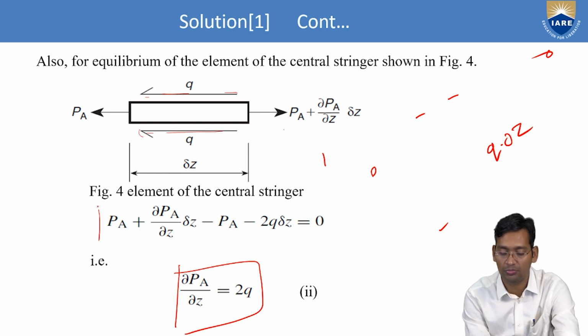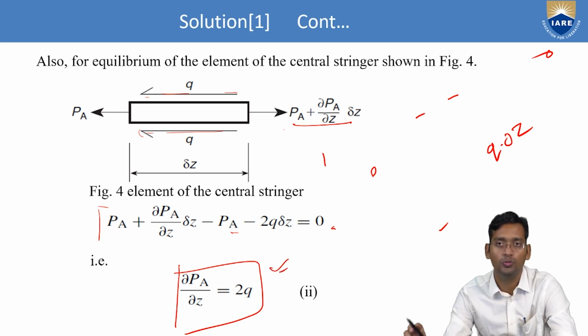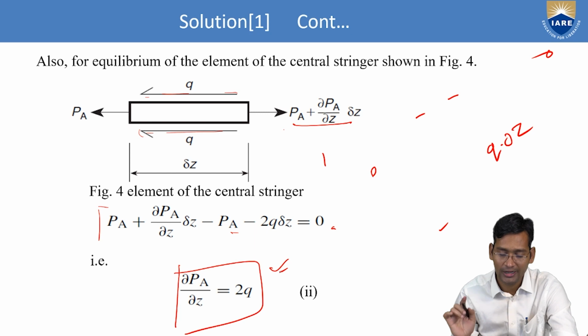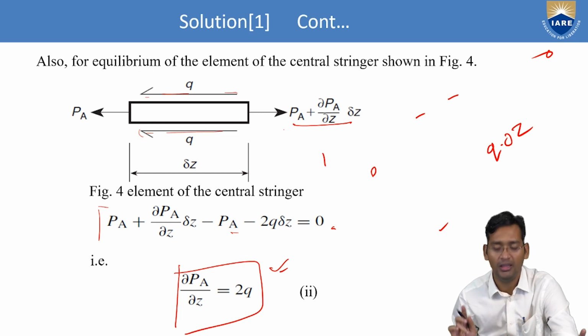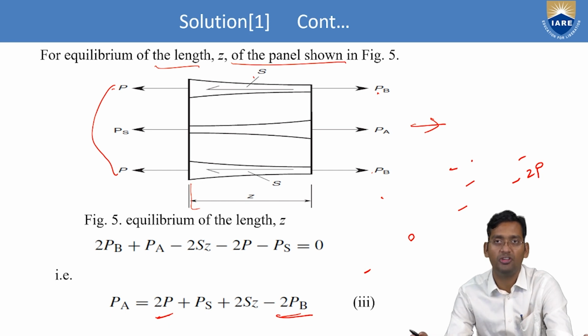So you just say the equation PA minus this and minus 2Q into del Z equals 0. Hence del PA by del Z equals 2Q. Now we have del PA by del Z and del PB by del Z. So for the equilibrium, we have to apply that all the forces should be equal to 0.